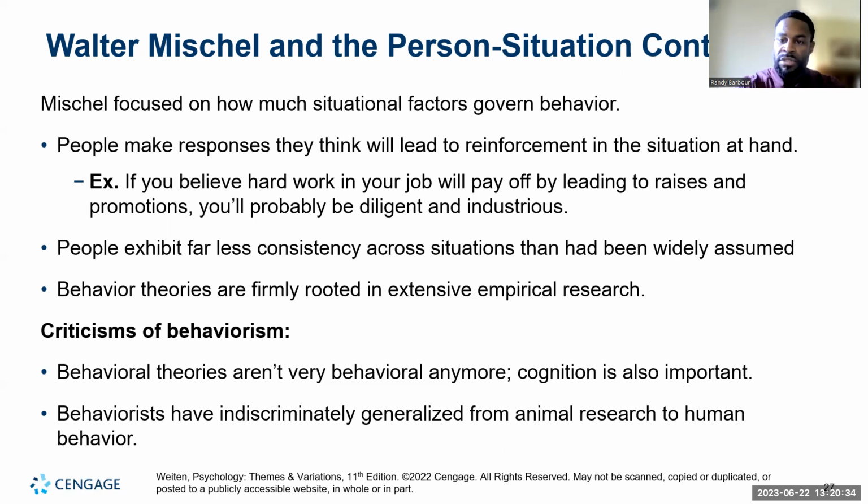And behaviorists, another criticism is that behaviorists kind of indiscriminately generalize animal research to human behavior, right? Humans and animals have complex thought, right? So we think a lot differently. Now, animals may have personalities too, in a way, right? They have a disposition, but they don't behave in the same way as humans do, and so we can't always generalize animal research to what human behavior is and how it functions.